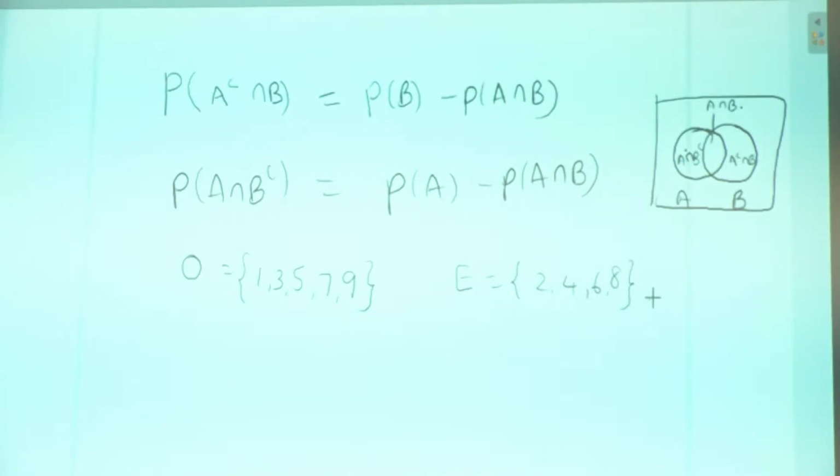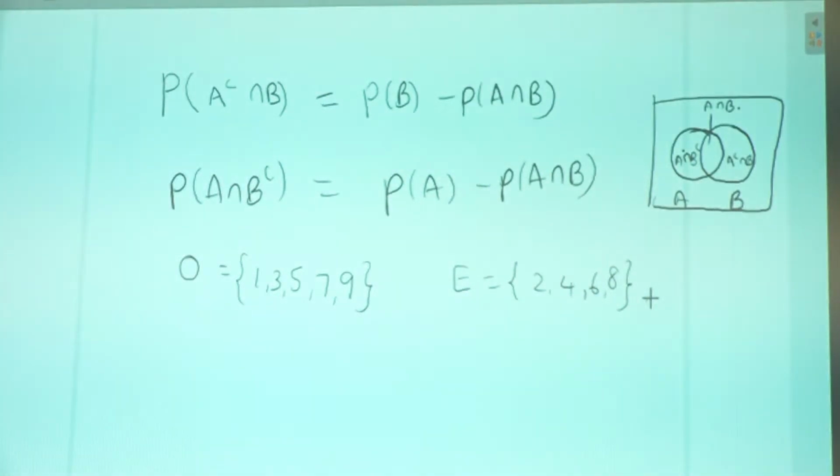Sum is odd. In how many cases can the sum be odd? 5C1 into 4C1. Why? Because 1 comma 2 sum is odd, 1 comma 4 sum is odd, 1 comma 6 sum is odd, 1 comma 8 sum is odd. Similarly, you have 4 more numbers. So 5 times 4, you will get the sum as odd. 5 odd numbers clubbed with 4 even numbers will give you 20 cases where the sum is odd.